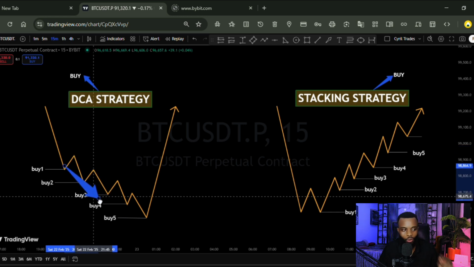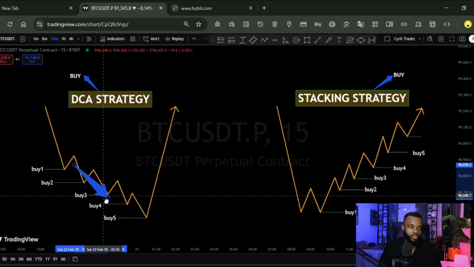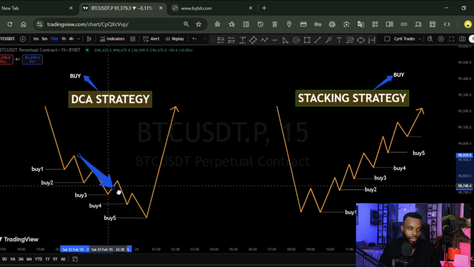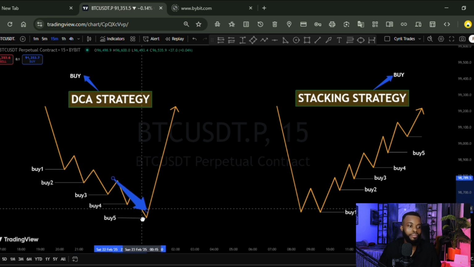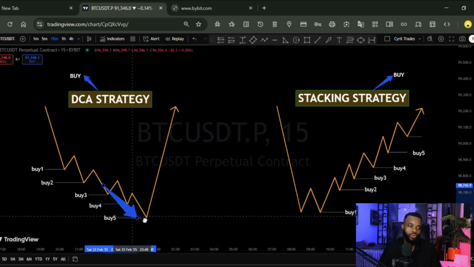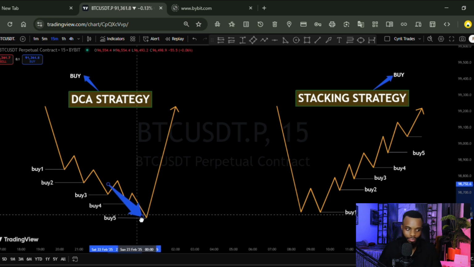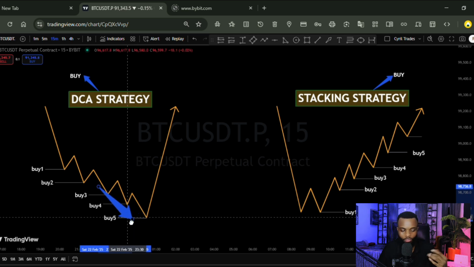The more it dips, the more you are buying at a cheaper rate. So as you can see, until it gets to a point where you no longer want to buy more, and you now hold on to see what the price will do in the next couple of hours, minutes, or months, I don't know, or weeks.